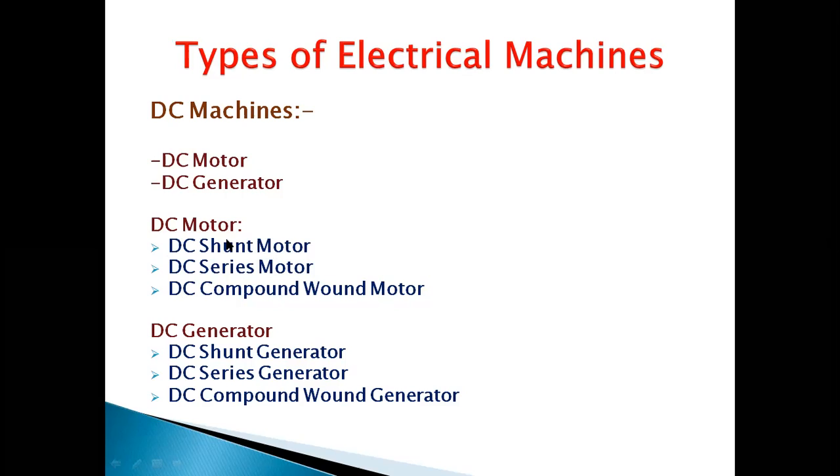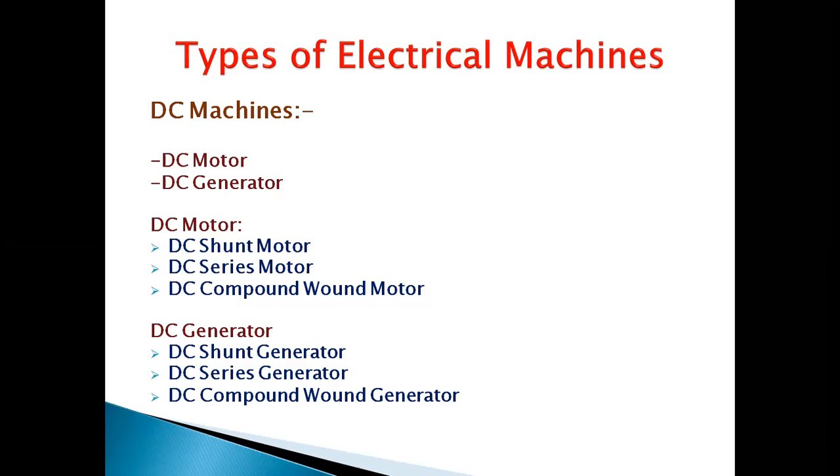Shunt, when we are not giving a separate power supply to the armature winding and field winding. If we are giving the power supply to the armature and it is also provided to the field winding, at that time we say it is a DC shunt, because here the armature winding and field winding will be in parallel with each other. Series: armature winding and field winding both are in series.